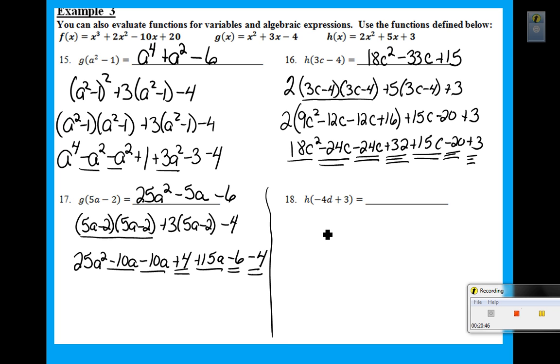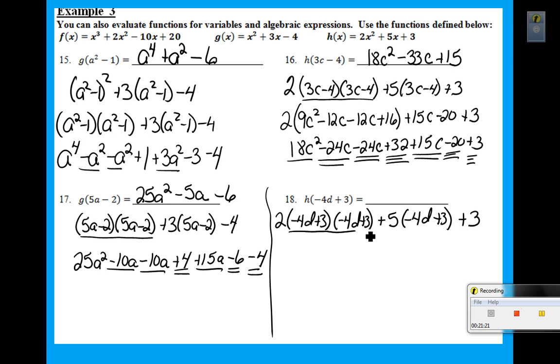Here's my h of negative 4d plus 3. Boy, it's going to look like this. I've got a 2. I've got negative 4d plus 3. I'm going to write that thing out twice. Then I got plus 5 times negative 4d plus 3. And then I still got a plus 3 at the very end. Hopefully I won't run out of room here.